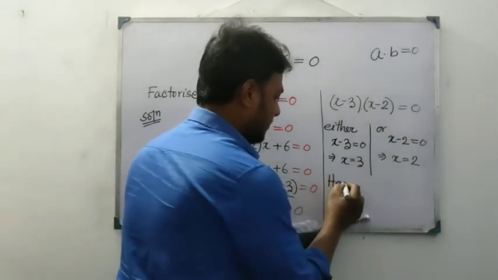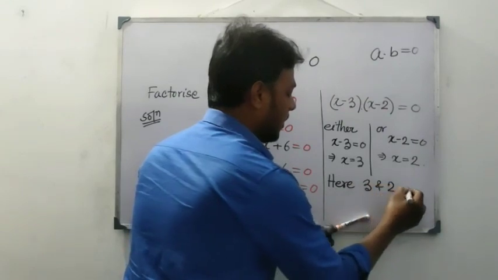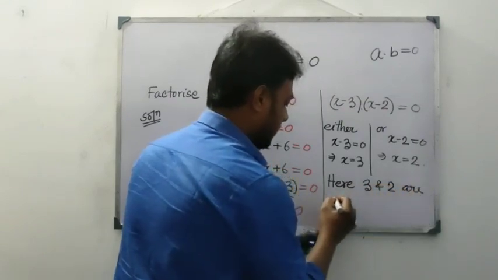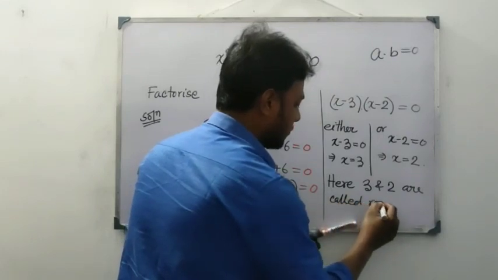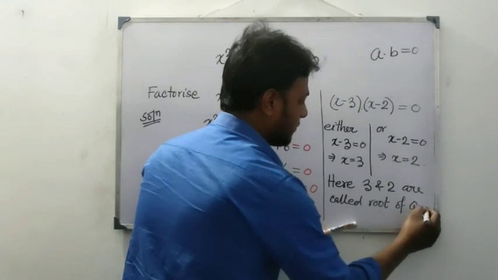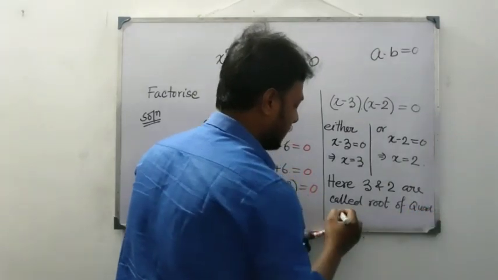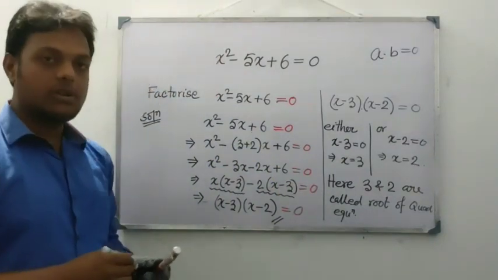Here, write down: 3 and 2 are called roots of the quadratic equation. Okay, roots of a quadratic equation.